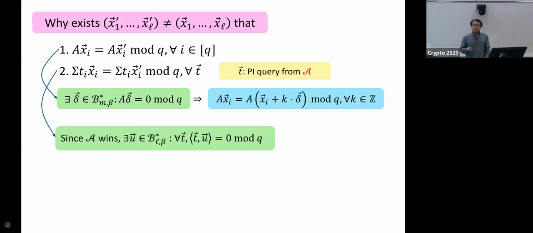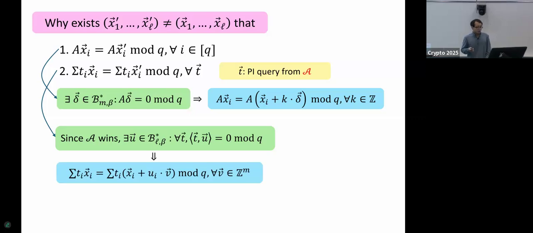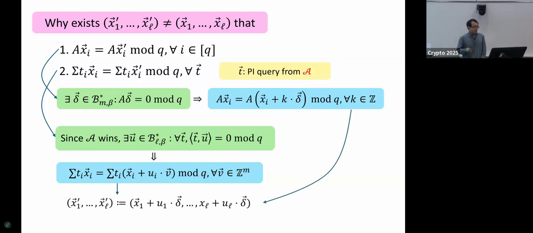For the second condition, this is exactly what we discussed before. Because of the existence of U, we know there is a lattice of points that have the same PI queries and the same PI responses. In particular, if we add to x_i the U_i times a vector, it will give you the same PI responses. Combining these two, we can define x_i prime in the following way, and this will satisfy both conditions. There is still some actual work to prove the theorem, but I will not go through that.